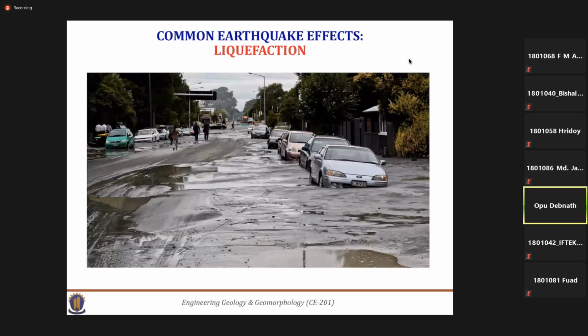Then immediately the soil loses its resistance, and it acts like a viscous liquid. As it loses its shear resistance and acts like a viscous liquid, the buildings overlying this may collapse. If it occurs on the road, the cars may fall in such a condition. That means this is no longer ground. This is like mud, like a viscous material.